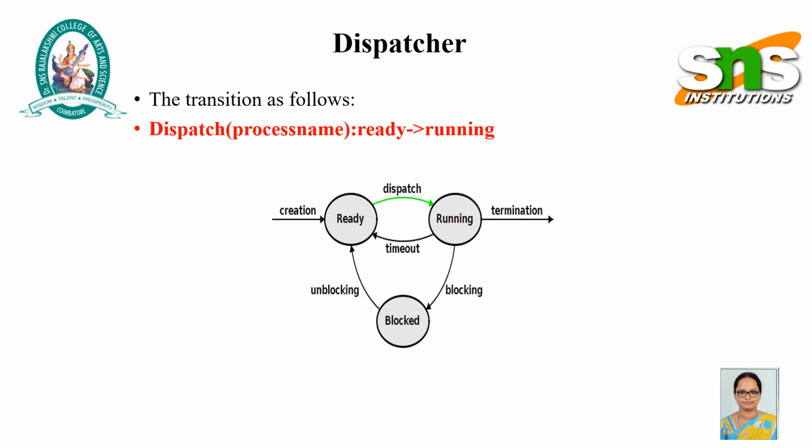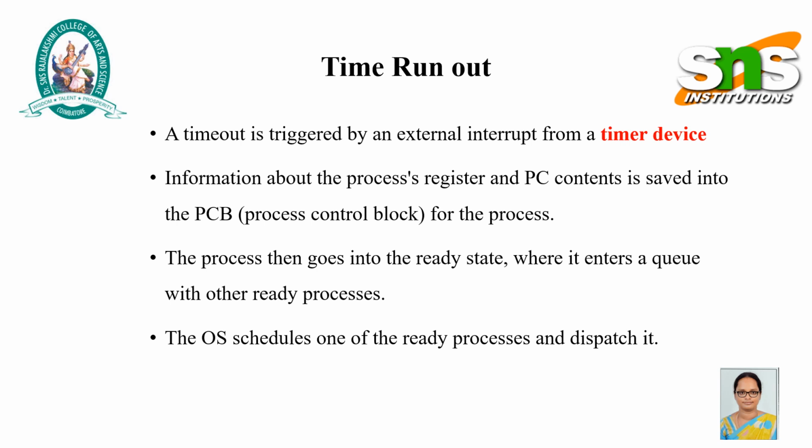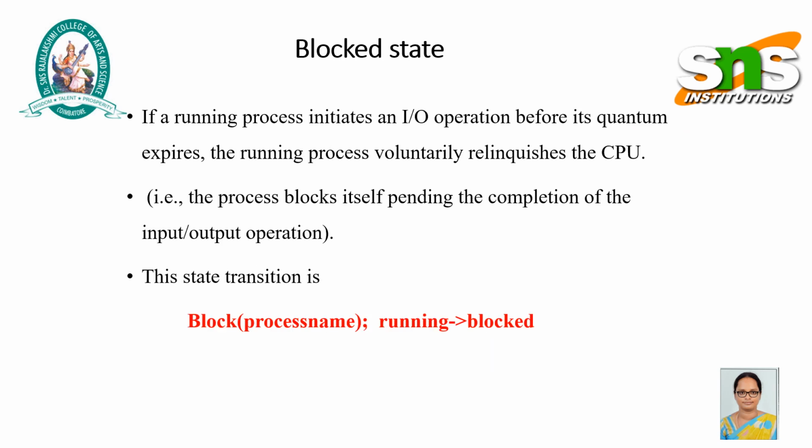We have already seen the pictorial representation of process states. Here the green color is used to represent the ready to running transition for a dispatch. Timeout: a timeout is triggered by an external interrupt from a timer device. Information about the process registers and PC content is saved into the process control block. The process then goes into the ready state when it enters a queue with other ready processes. The operating system schedules one of the ready processes and dispatches it.